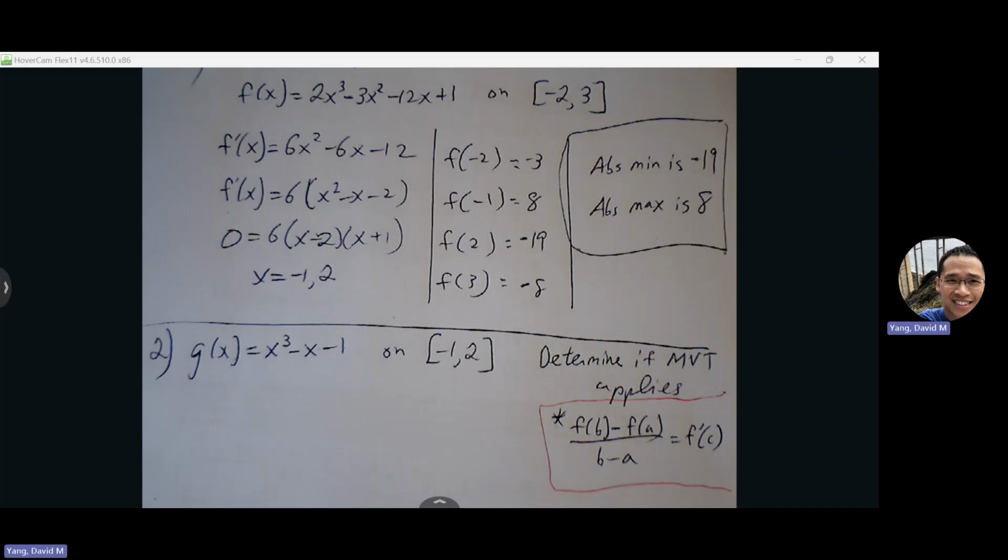Do we have to write out g of 2 equals 2 cubed? No. If you don't show your work, it's fine. You can use your calculator, get those endpoints, get your slope. I don't mind. You'd have to show your work too, how you got those values.